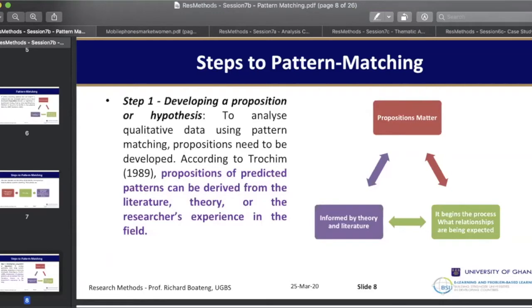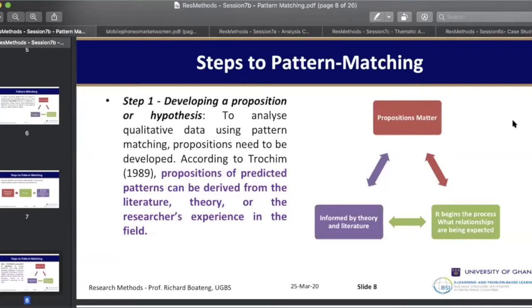Remember what I taught you during coding. When you're coding, you code either from the theory or from the data. In the same way, in pattern matching, when you are determining your initial propositions, you can derive them from the theory or literature, and also from your experience in the research field as you are collecting the data, from the patterns that you see. So that is the first step.